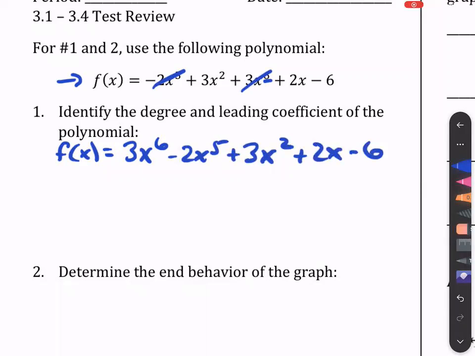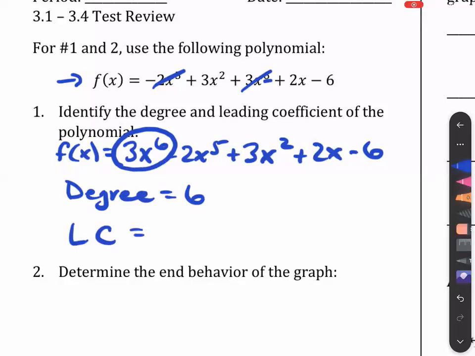Now once it's in standard form, we can find the leading coefficient and degree by just looking at this first term. Our degree is always the exponent, so that's going to be 6. Our leading coefficient is the number in front, and that is a 3. Make sure the sign comes with that too. If it was a -3, your leading coefficient would also be -3. So again, leading coefficient is just the number in front, do not put the variable with it. And the degree is always the largest exponent.